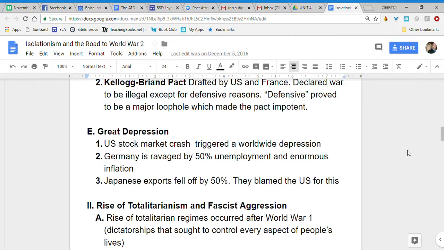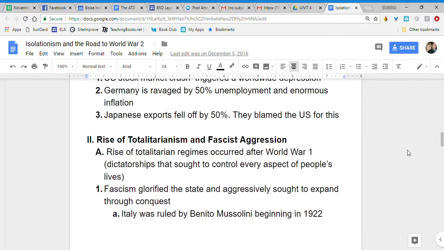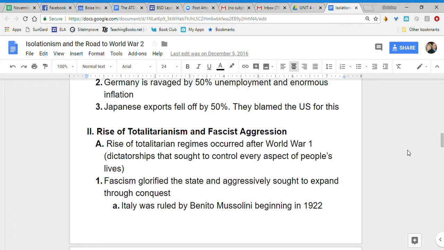The next one that's going to come about in the late 20s and early 30s is the rise of the totalitarian regime. Totalitarian meaning they control everything. And dictatorships control all facets of the economy, and every portion of someone's life. So you're going to have communism in the Soviet Union, and in Germany and in Italy, you're going to have fascism. Now, they're very, very close, and it's really important that you learn the difference between the two.